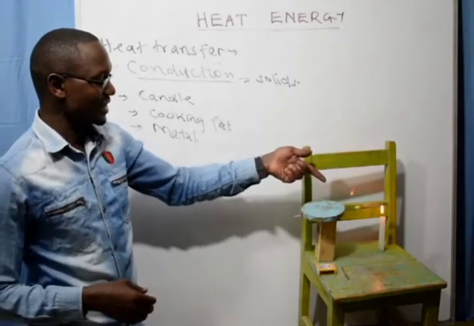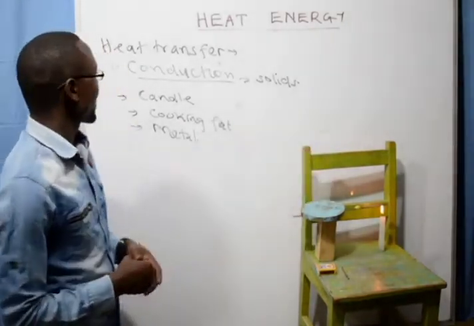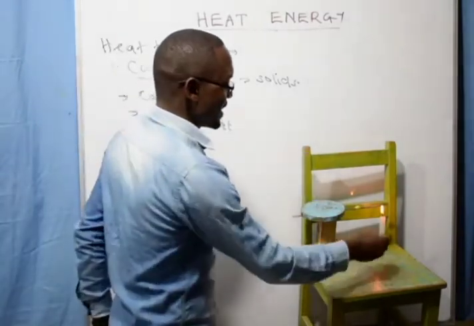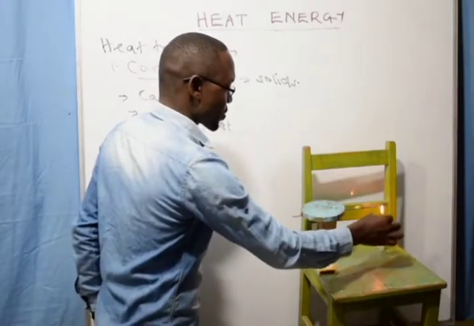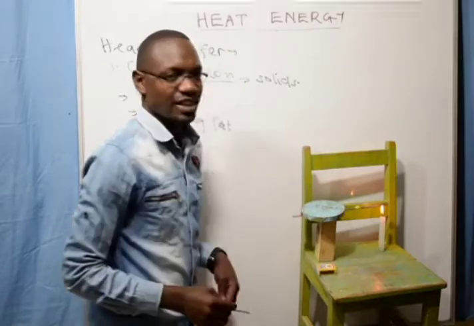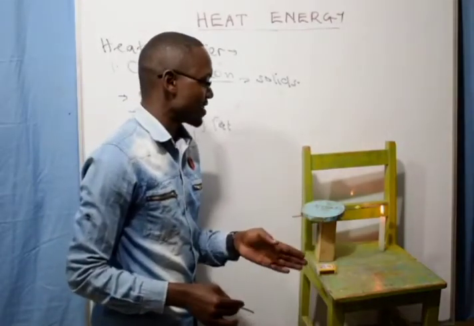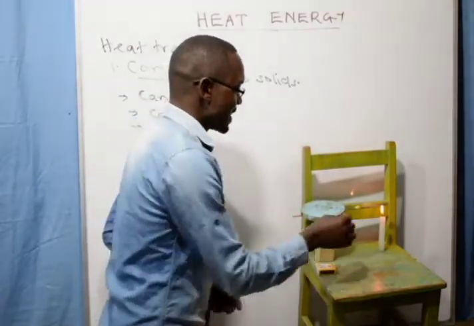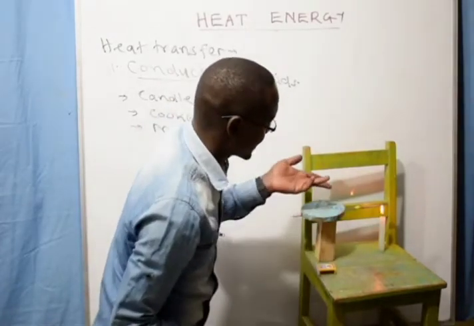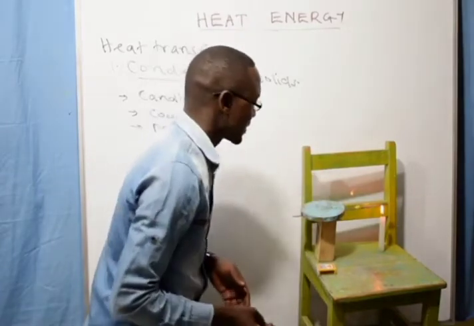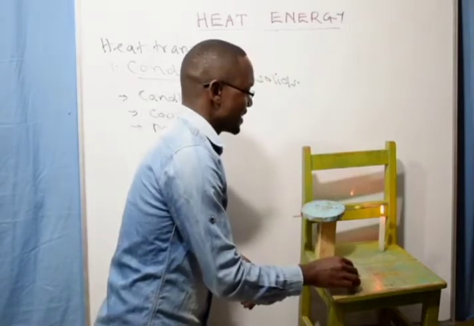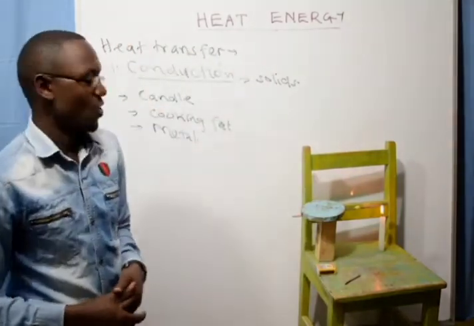You can see we are still investigating heat transfer, that's conduction in solids. This part is gaining heat, then the heat moves towards this part where we have our cooking fat. That is why the cooking fat is melting. We've not moved the cooking fat near the source of heat, but it is melting to show that there is transfer of heat. So that experiment shows heat transfer in solids. That is what we call conduction.